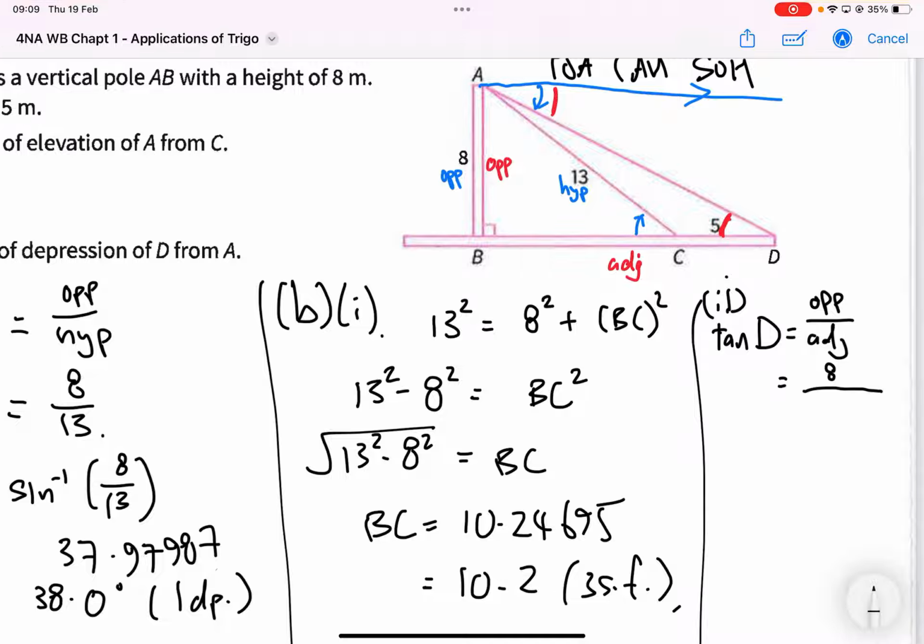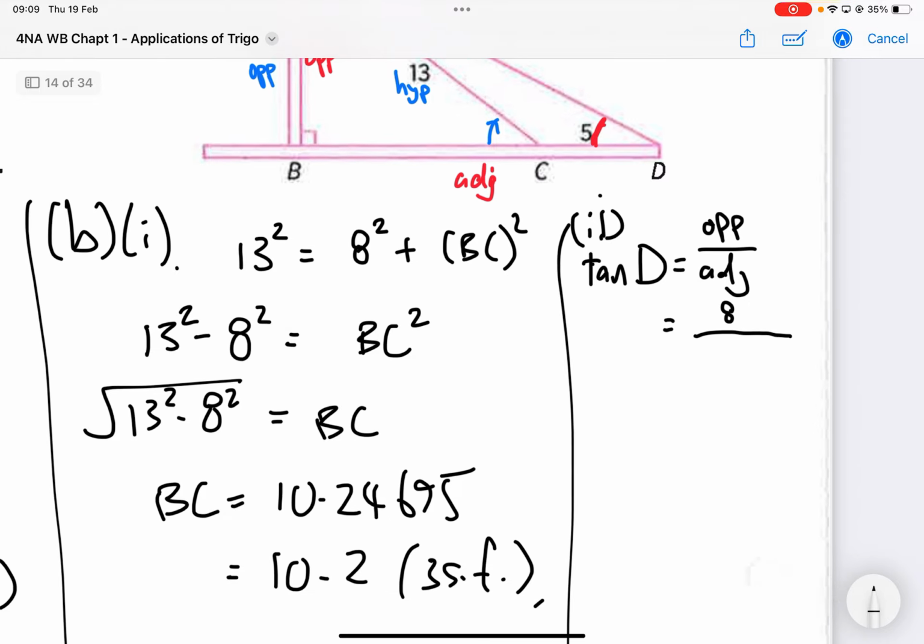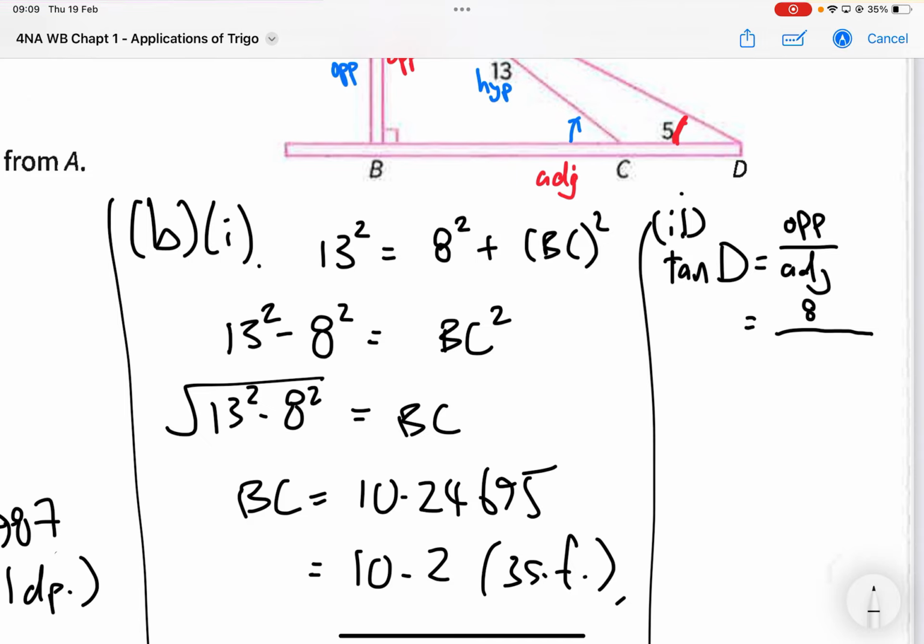This is the answer. The answer says round off to 3 significant figures. But here, as a working, I want to use as exact as possible. So I will use this one. Or if you write even longer, even better. So here, instead of writing 15.2, if I take this one plus 5 is 15.2, I will take 15.24695 when I put it here. Because for working, I want as exact or as many significant figures as possible.